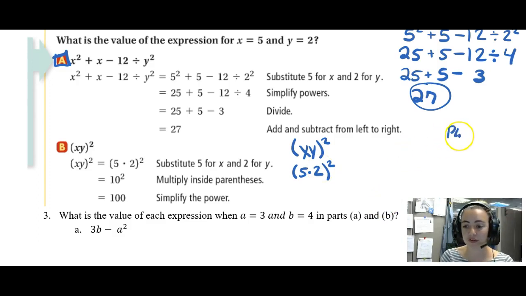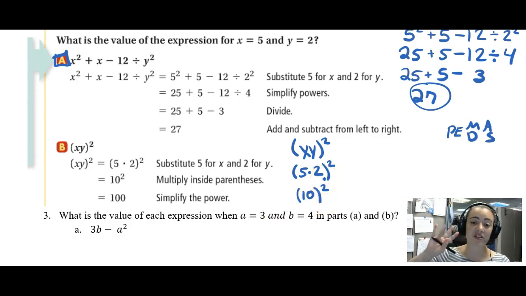Let's follow the order of operations to simplify this. Do we see any grouping symbols? Yep, I see parentheses there. So 5 times 2 is 10. I'm going to replace 5 times 2 with 10. Now go to exponents and powers. Do I see any of those? I do. I see 10 squared. Remember that the exponent 2 tells you how many times to multiply the base of 10. So it's 10 times 10. 10 times 10 is 100. So that would be your final answer.